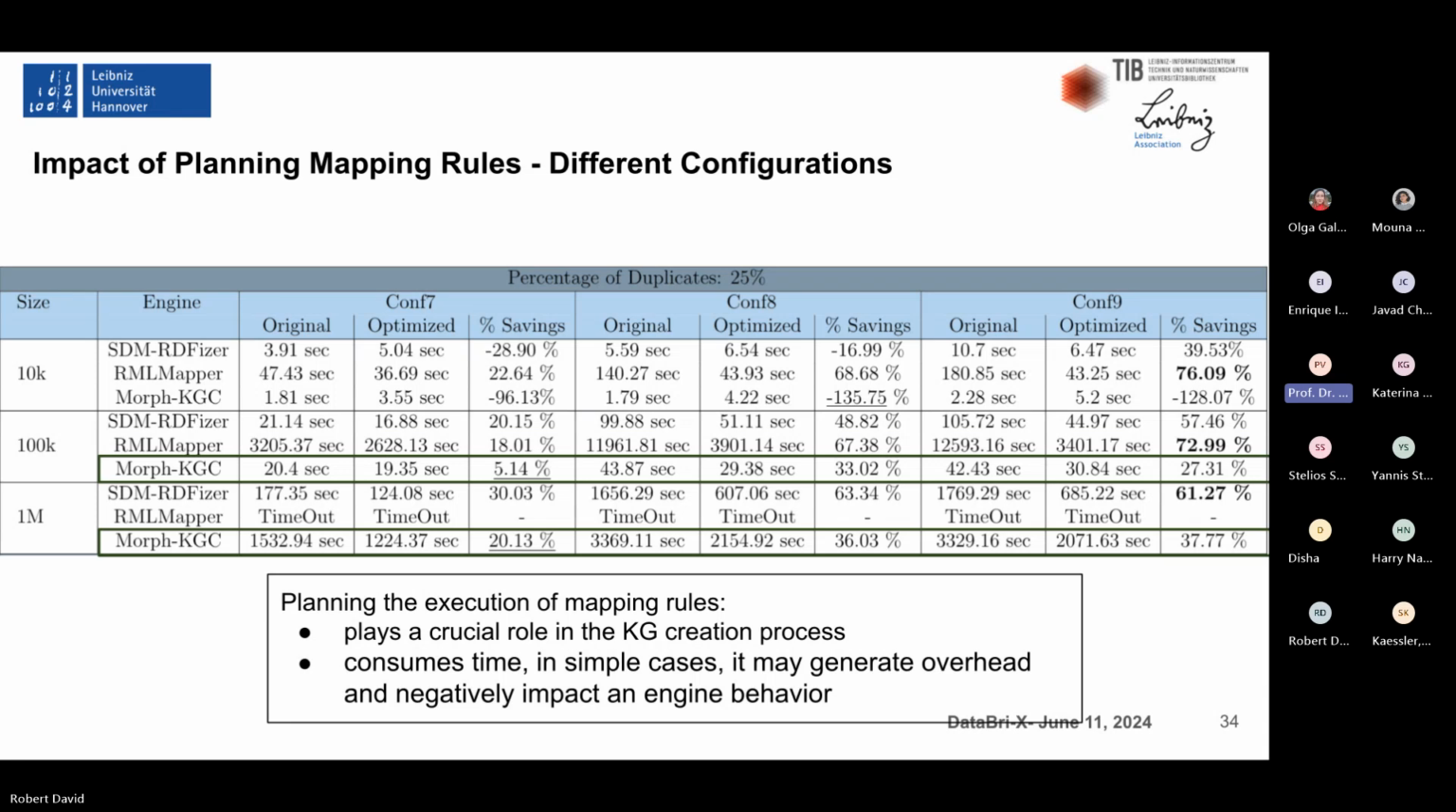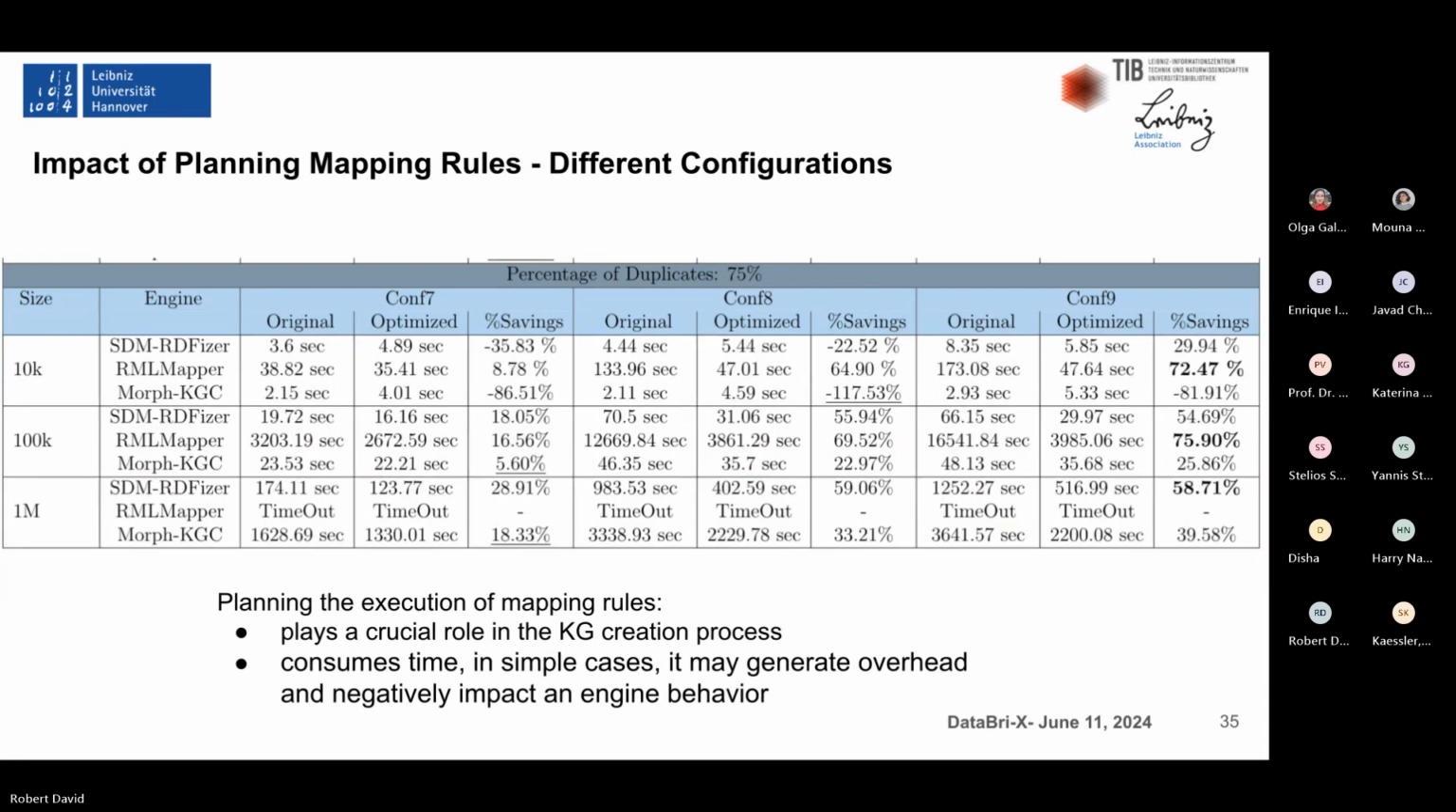But in this case, what we are clearly seeing is that when we have complex scenarios, with a large amount of memory or large data sets and complex triple maps, this is also a way to go. So please go next. And this is similarly showing the same, right? Now we are trying to see when we have duplicates, and again, the savings are similar to what we presented before. So we can go next.